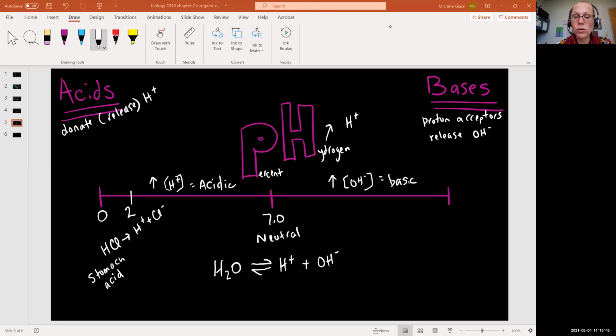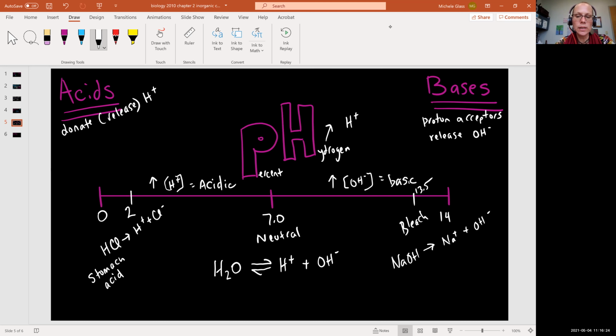The pH scale then goes as high as 14. Just like any number between 0 and 6.99 was considered acidic, any number between 7.1 and 14 is considered basic or alkaline. A good example here is bleach, which has a pH of about 13.5. Bleach is sodium hydroxide. Sodium hydroxide will dissociate into sodium ion and that hydroxide ion.